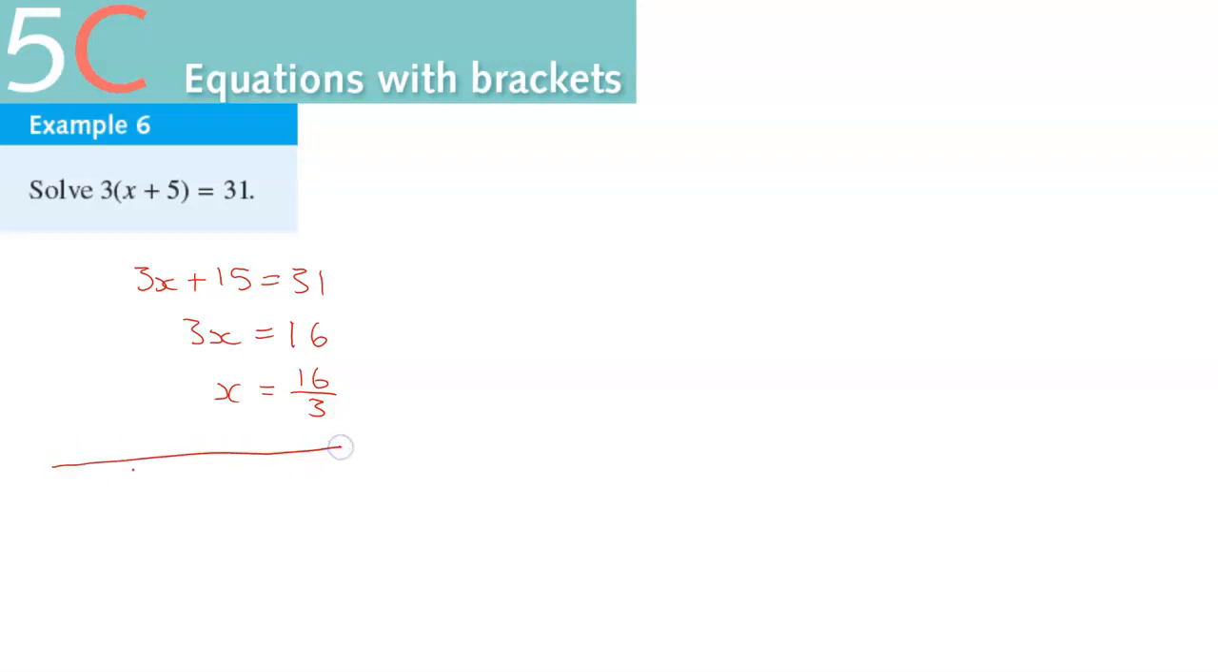If I were to do it the other way, dividing by 3 first, I would have x plus 5 equals 31 over 3. Subtract 5 from each side. Now I've got to do fraction calculations. Now I would need to write 5 with a denominator of 3. 15 over 3 is equal to 5, and so I get the same answer of x equals 16 over 3. Personally, I think this one is easier than this method, but it's up to you.